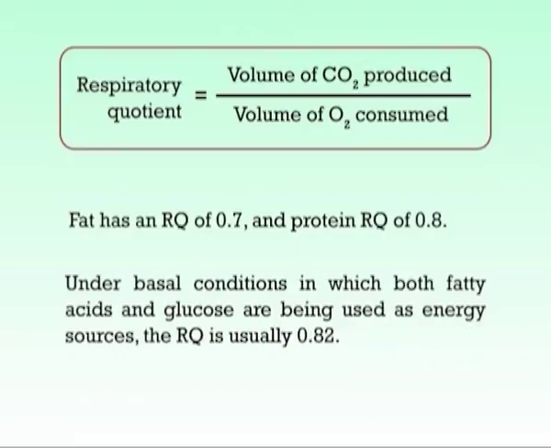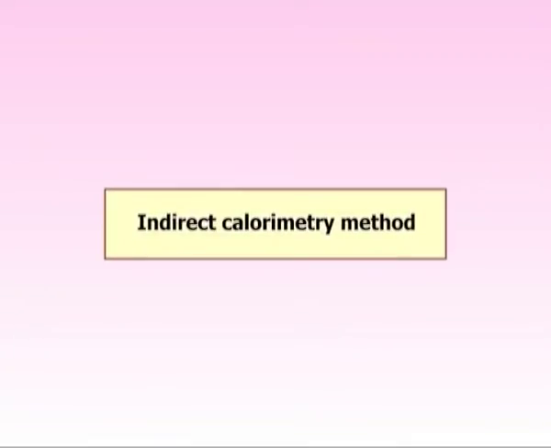Under basal condition, in which both fatty acid and glucose are being used as energy sources, the respiratory quotient is usually 0.82. Next, we'll see the indirect calorimetry. Indirect calorimetry is based on the fact that the oxygen used and carbon dioxide produced is in proportion to the heat generated. The basal metabolic rate is measured by indirect calorimetry under the following conditions.